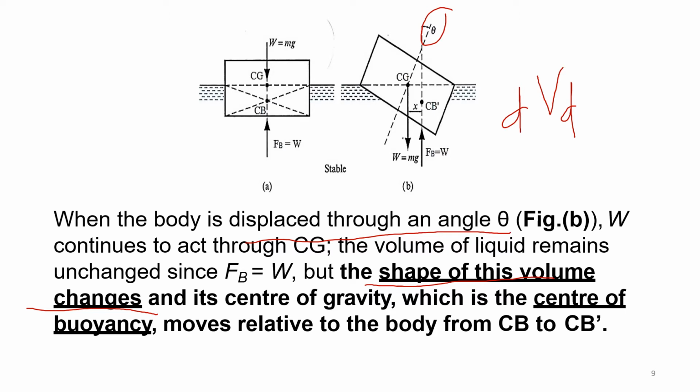Okay, so D is change. Change of VD, because this is the volume for the floating body before displacement. So this is another VD after displacement. Then its center of gravity is still the same, and the center of buoyancy moves relative to the body. So the CB also moves from CB to the changed CB.